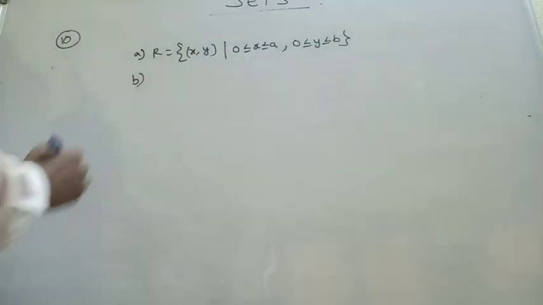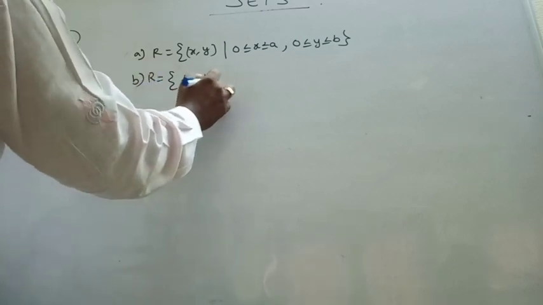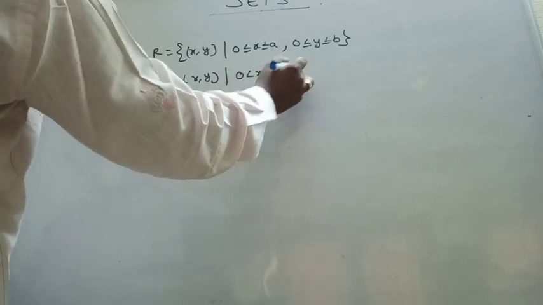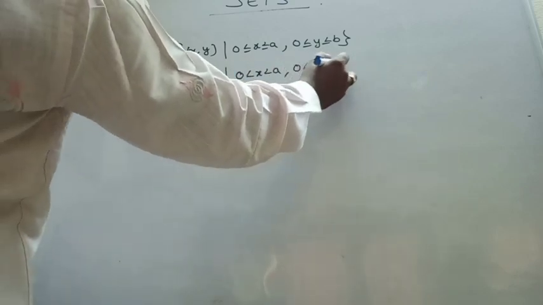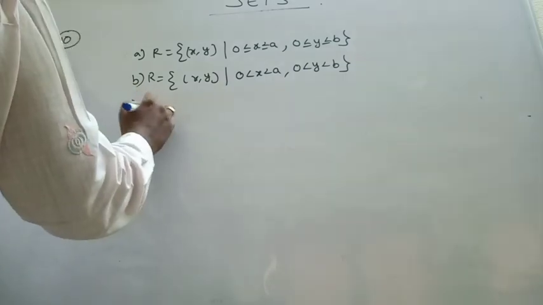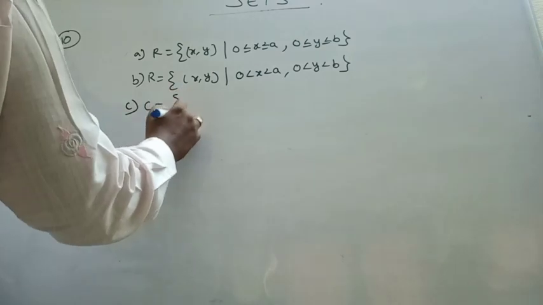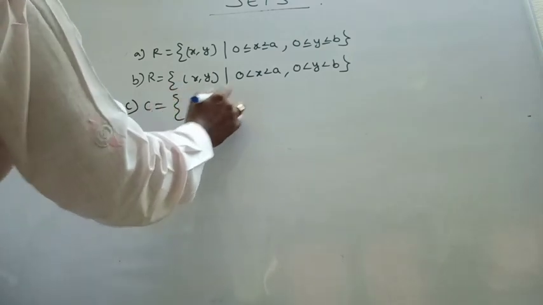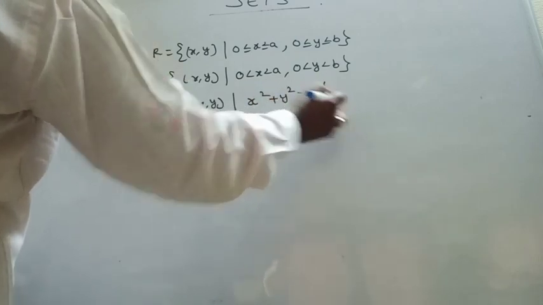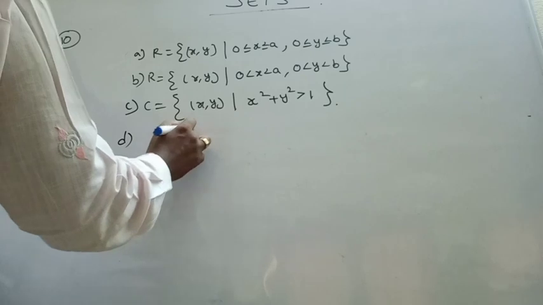They are asking here: R is the set of all points (x, y) such that 0 < x < a, 0 < y < b. C is the set of all points (x, y) such that x² + y² > 1. Next, option D: R union C is equal to R.